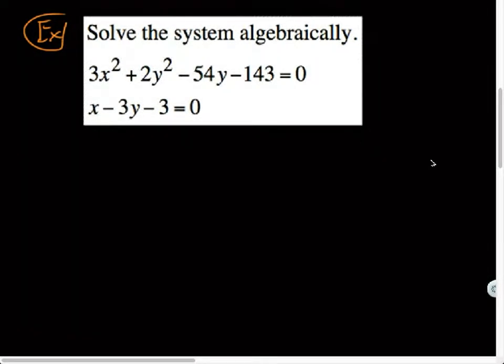So let's solve this system algebraically. I've got something in general form here, and then something in an unusual form right there. It looks almost like the standard form of the equation of a line, oddly enough. So yeah, this is actually the equation of a line. Does anyone know what the top equation is an equation of?